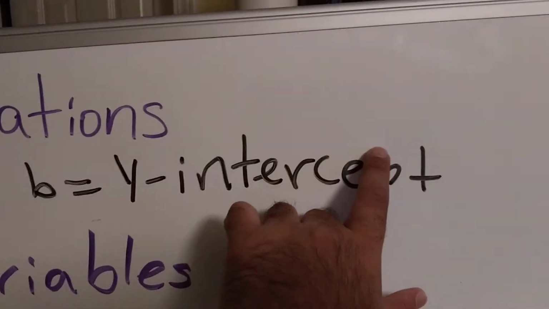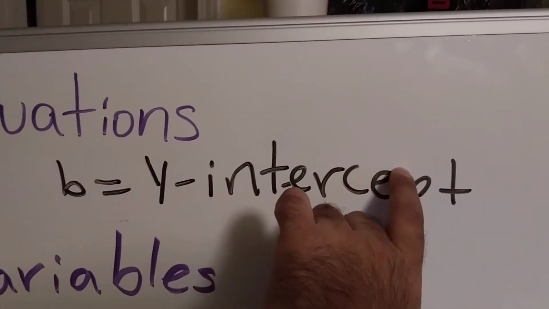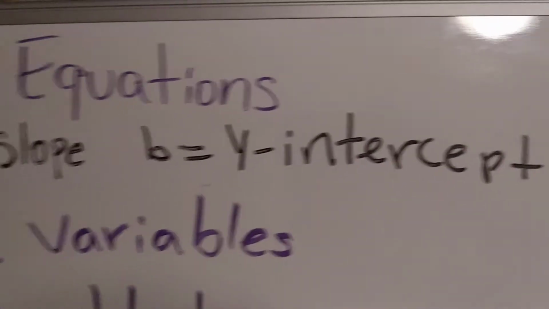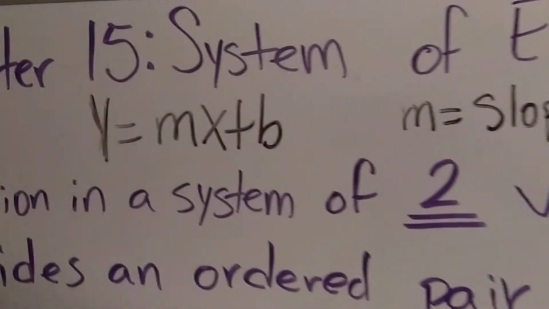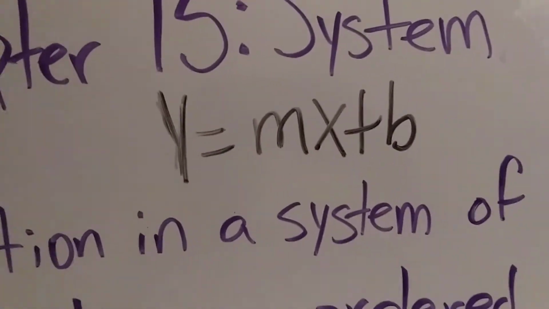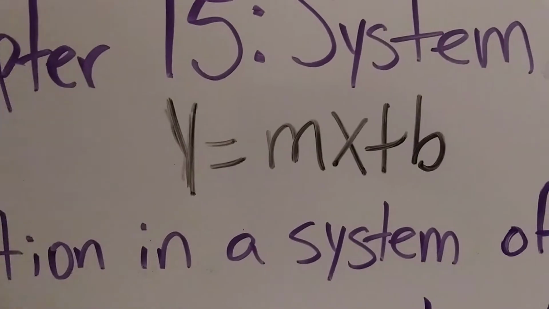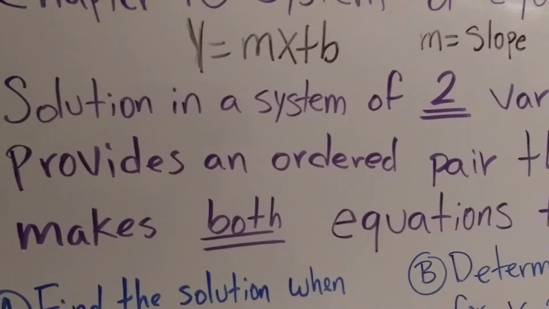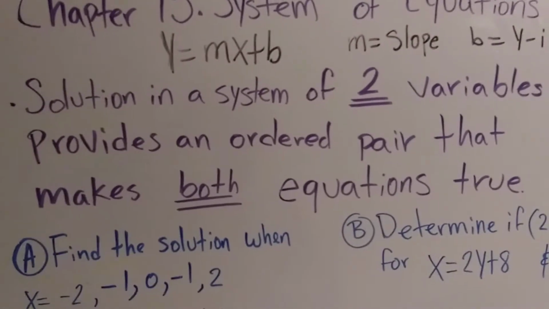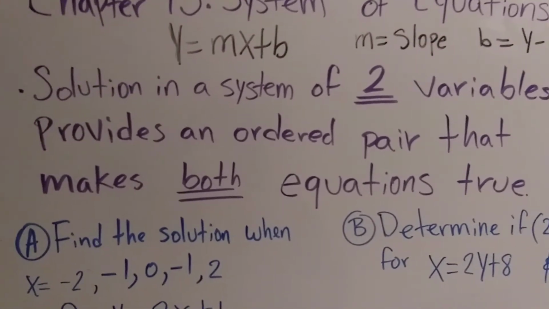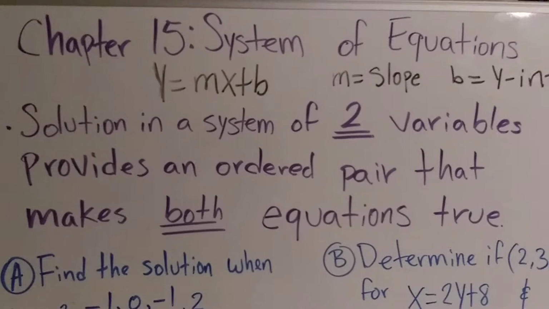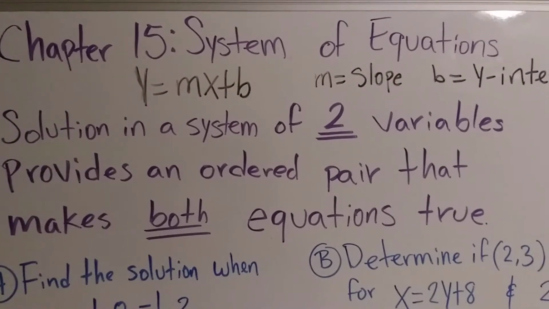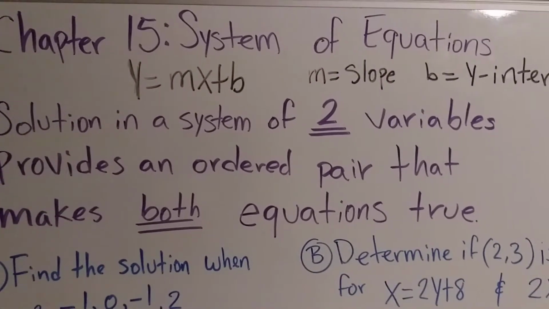Let me erase this here on the top because it makes it look like a b here. There you go. So the y-intercept is the b, the m is the slope, and we're going to be revisiting the format of a linear equation as y equals mx plus b. So in section 15.1, we have a little bit of a description of what a solution in a system of equations is. A system of equations is pretty much a set of equations.